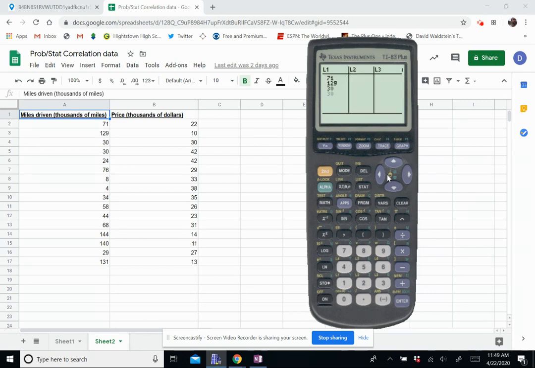Got to clear that, and I just typed over it, which is kind of annoying. I'll clear it in column 2. Sorry, the input of my data takes a while. Hopefully you're following along with me.